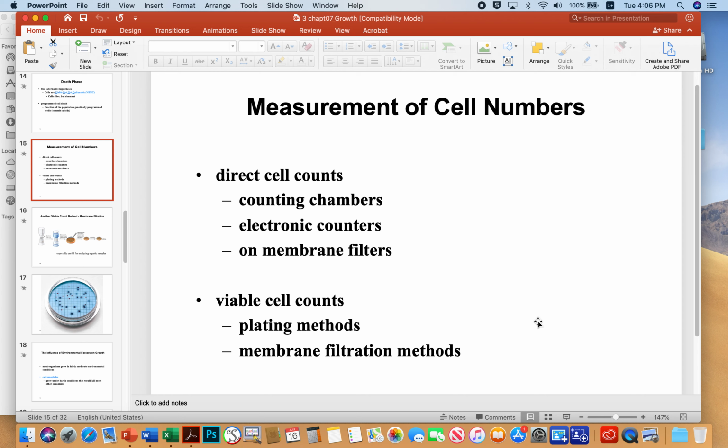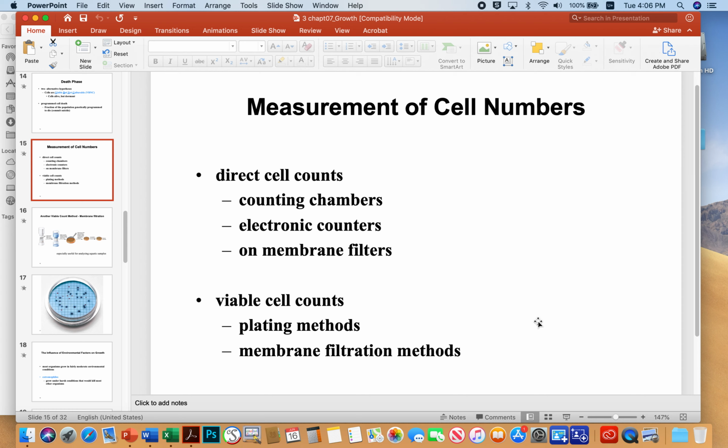Electronic counters can actually count little microbes that you label, for example, with a dye of some kind, and then there's a little laser that can count them as the microbes are shunted through a little conduit. And then membrane filters, which I'll show you. So a way to pull microbes down and capture them on a filter, and then take the filter and physically look at that under the microscope, and you can do direct counts that way.